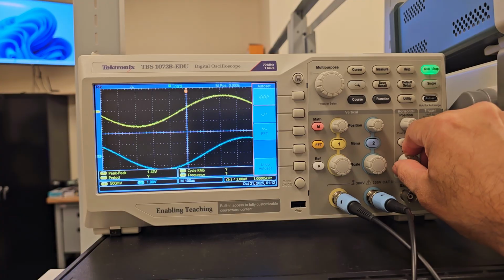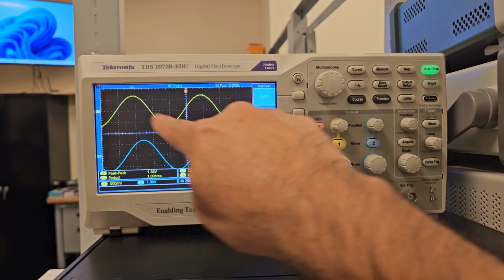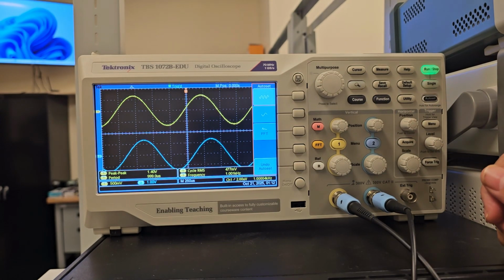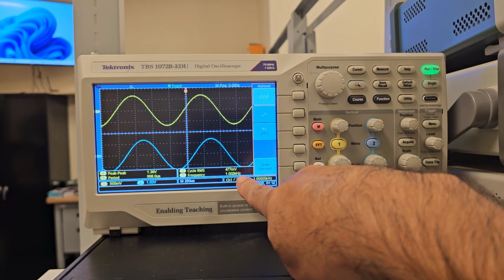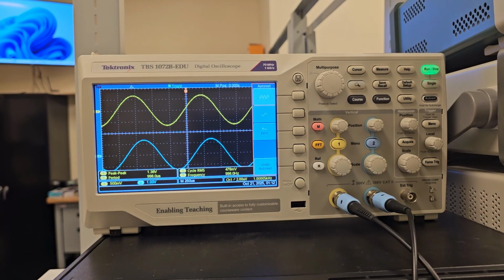But if I go back the other way, now I have full cycles of the waveform on the screen. Now it shows me the frequency that's measured, which is 1 kilohertz. I don't know if y'all can see that.